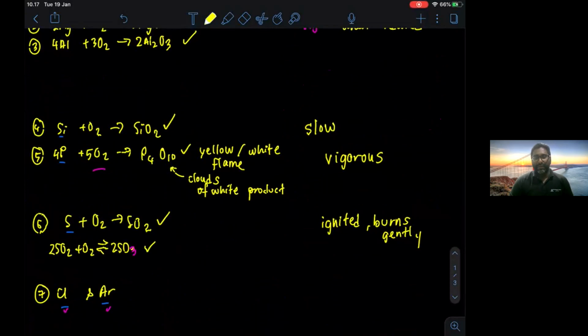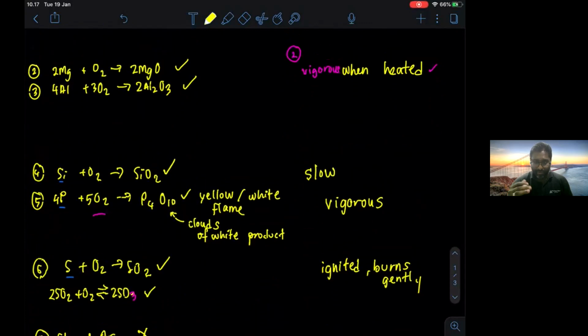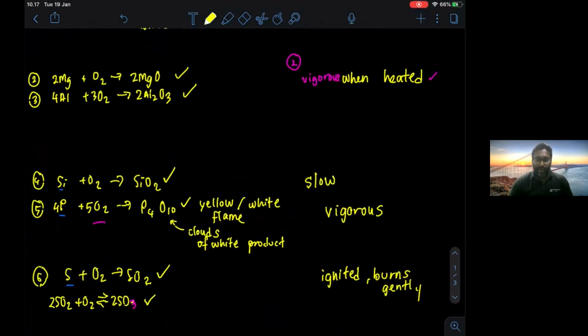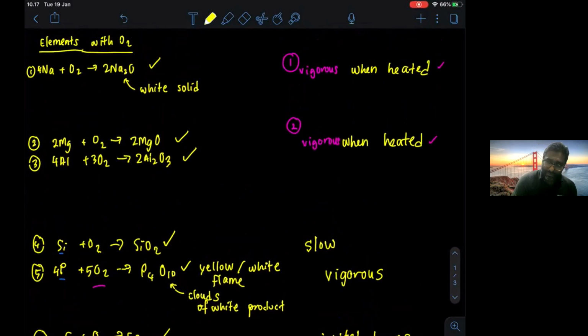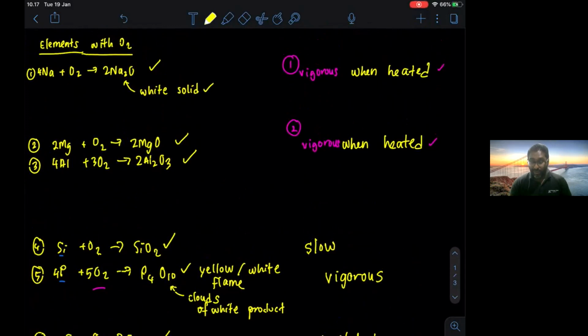The two elements in period 3 that do not react with oxygen are chlorine and argon. So there will be no reaction between chlorine and argon. For this reaction, sodium oxide is a white solid, and the reaction is going to be vigorous when heated. The reaction is also going to be vigorous when heated with magnesium as well. But there is a flame.